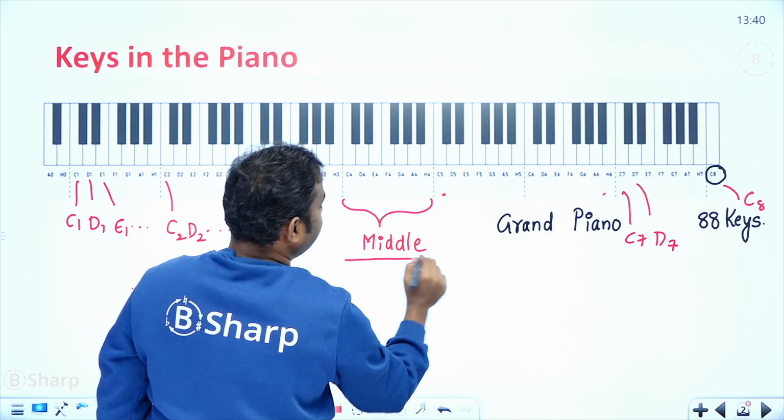If it is 76 keys, it's not like that. If it is 61 keys, it's not like that. If it is 49 keys, it won't be like that. So the middle octave will be different. So you have to look at what piano you are going to play, whether you are going to play a piano or a keyboard, and based upon that you need to decide what the middle C is. That's what we are discussing in this topic.